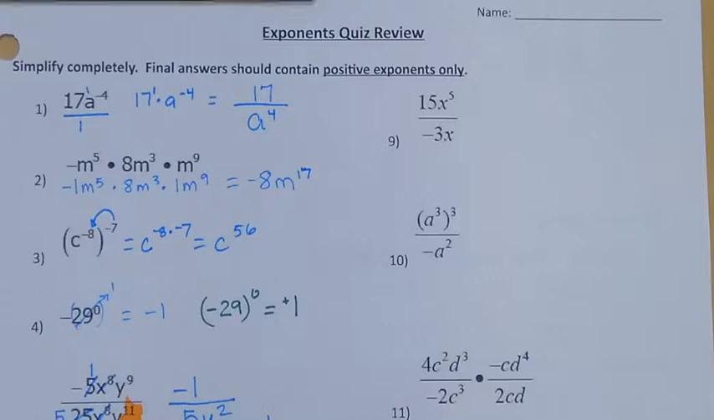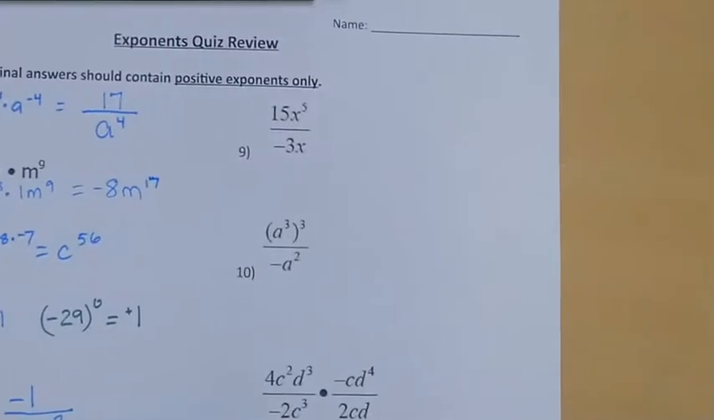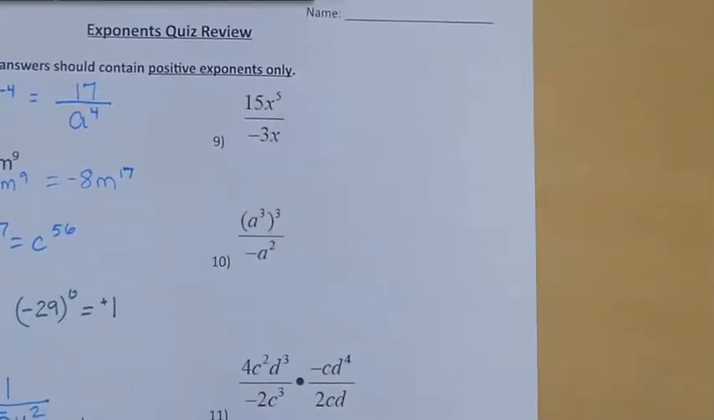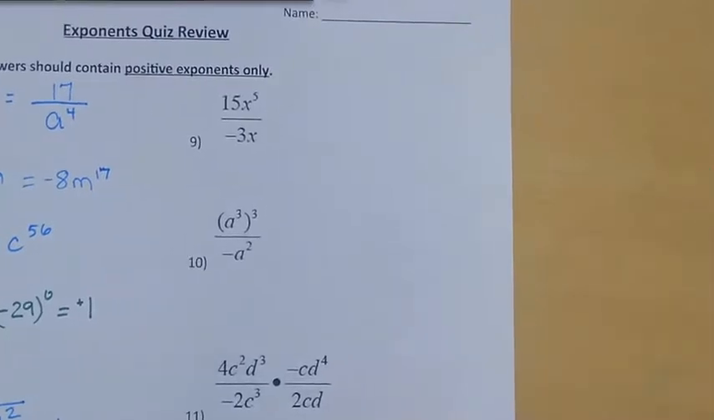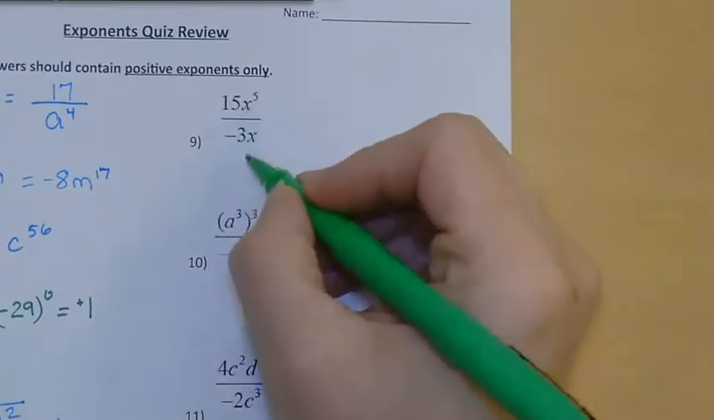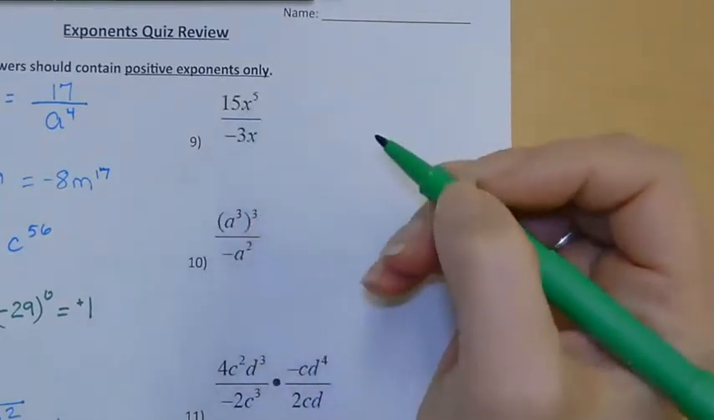We continue our exponents quiz review, starting with problem number 9 in this video. Every time we simplify these expressions, we are simplifying and making sure we have only positive exponents in our answers. So problem number 9, I have 15x to the 5th over negative 3x.